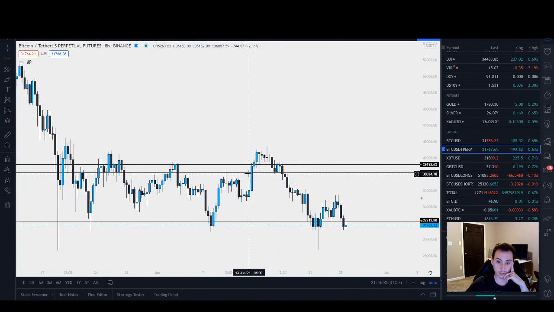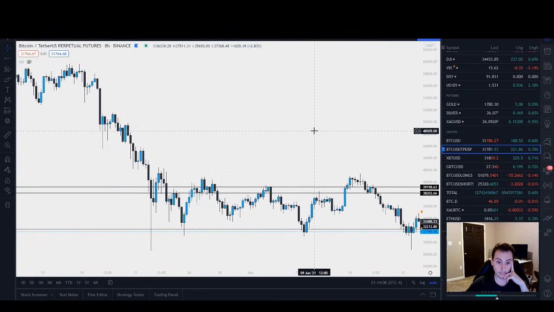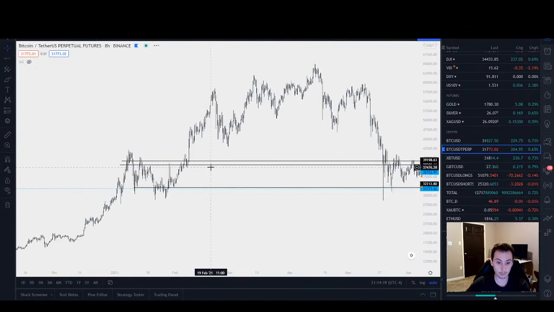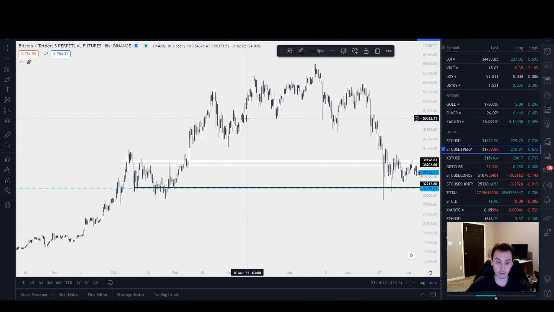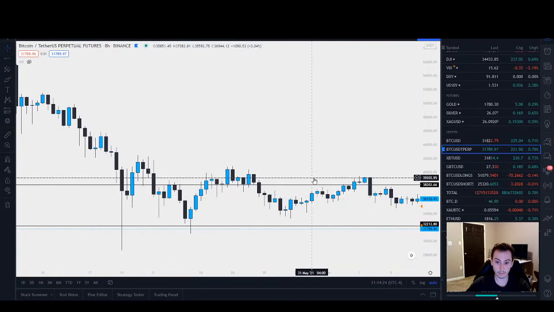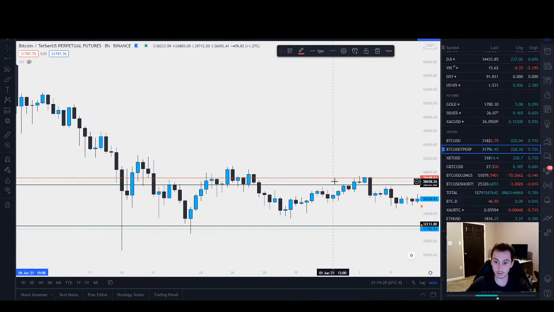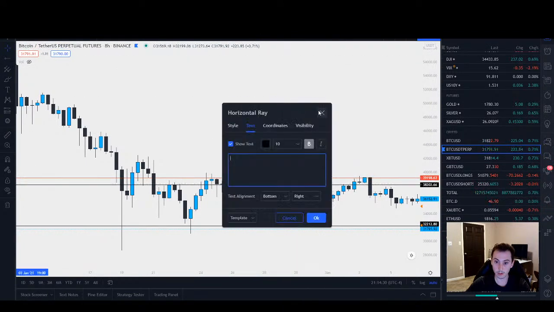We came up above it briefly a couple weeks ago, and went right back down below it. So yeah, I'd say both of these lines are pretty important, even though they're so close together. It's just indicative of really strong resistance between both these lines. So you could color them the same thing. Maybe let's color them both red because they're resistance right now.